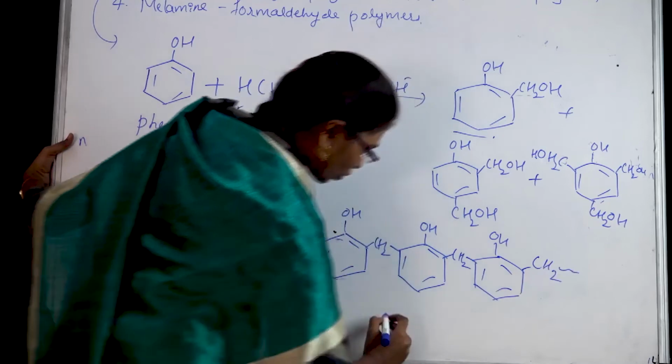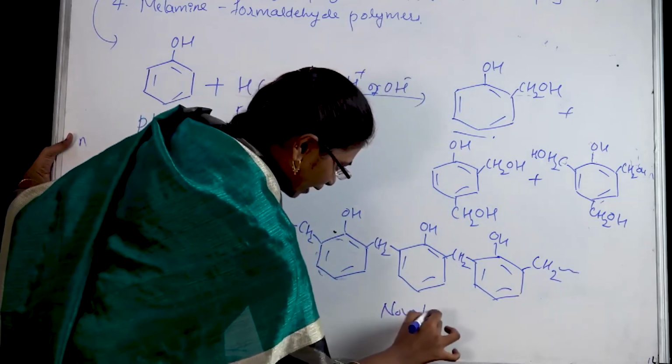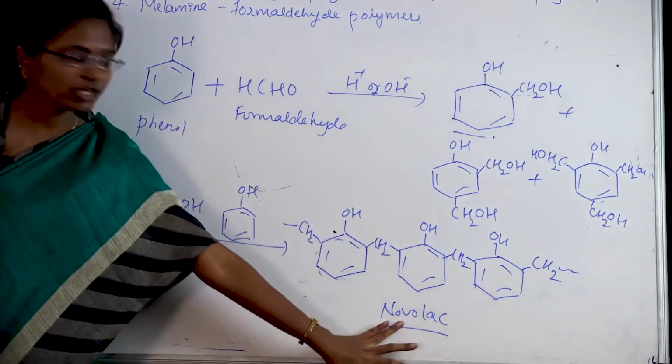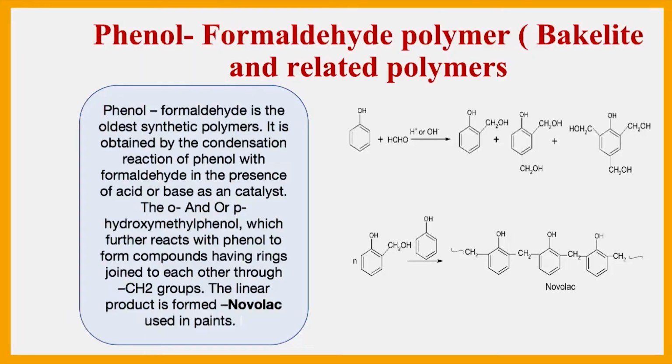So, this is called Novolac. Okay, Novolac, it is usually used in paints. Here you just remember it is a long chain, a long chain ring like structure joined by CH2 groups, it is called Novolac and it is used in paints. So, from Novolac we are going to prepare bakelite. Remember the Novolac structure.